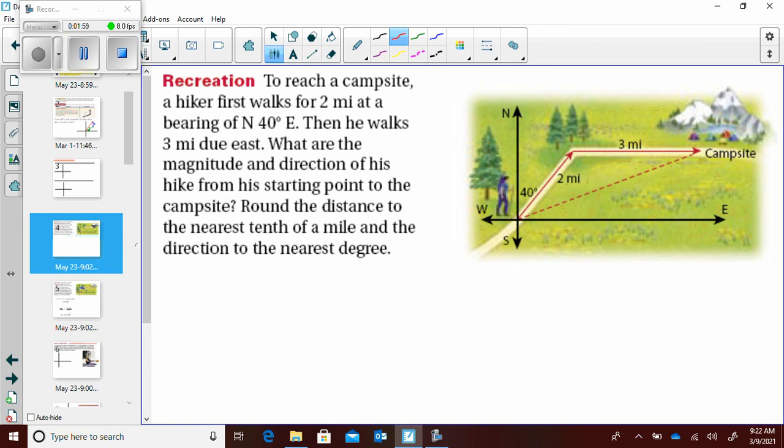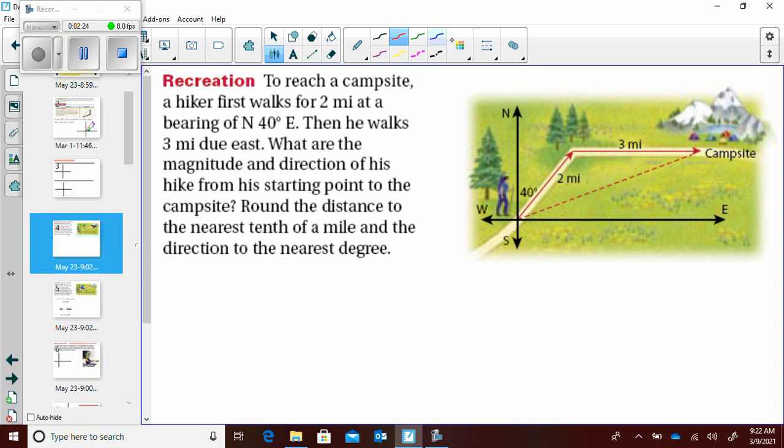We want to know what is the magnitude. Magnitude, remember, is just length or speed, but in this case it'll be length, and direction of this hike from the starting point to the campsite. So that means if he or she were to walk directly through the terrain to the campsite, at what direction would they have to go and for how long would they walk?